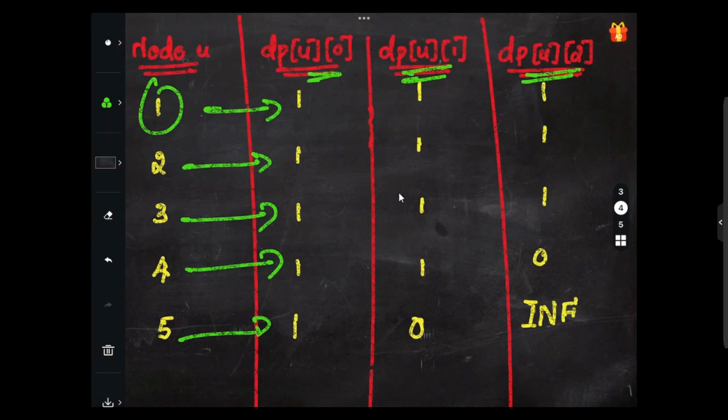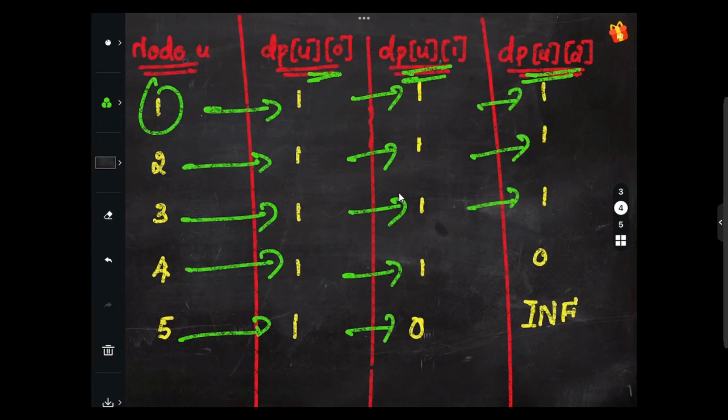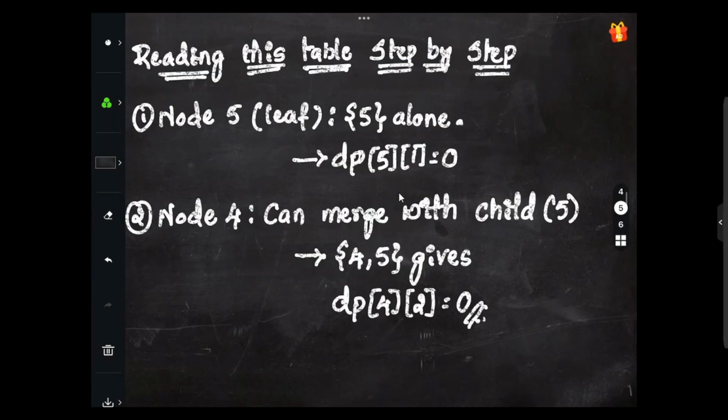So DP of U1 will be 1, 1, 1, and again this one will be 0. In this case it will be 1, 1, 1. DP of U2 will be 1, 1, 1, 0 for the last but one, and for the last one we'll give infinity. This is fine. This is the DP table basically, right?